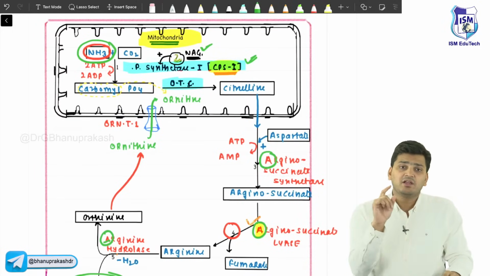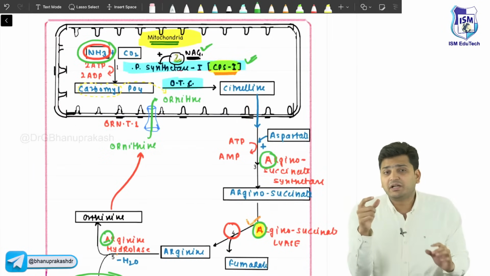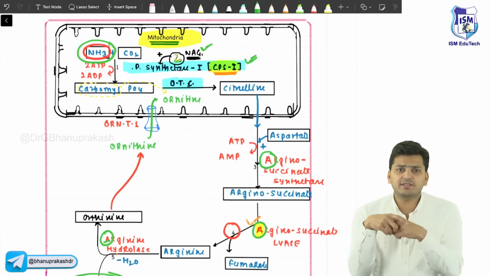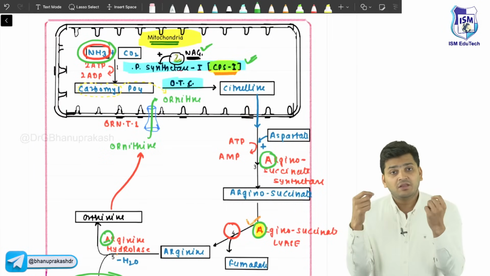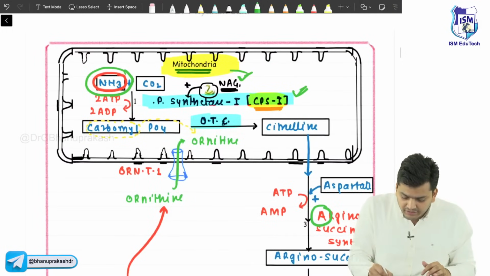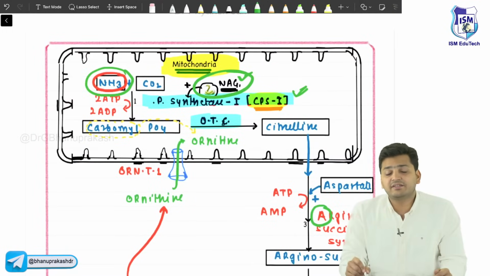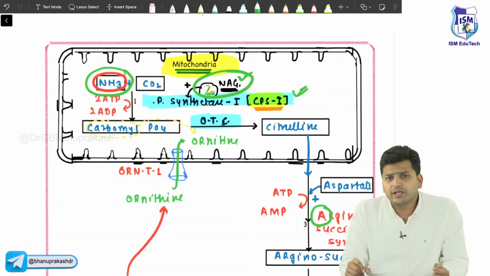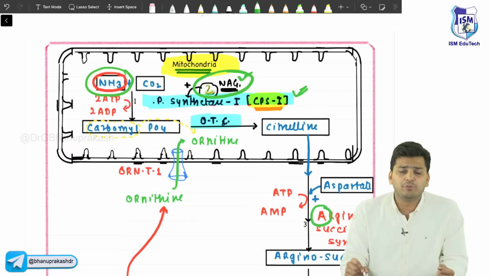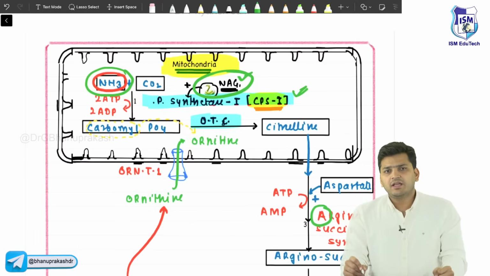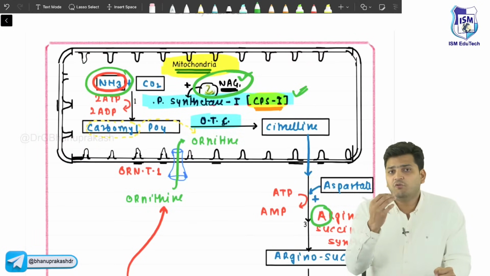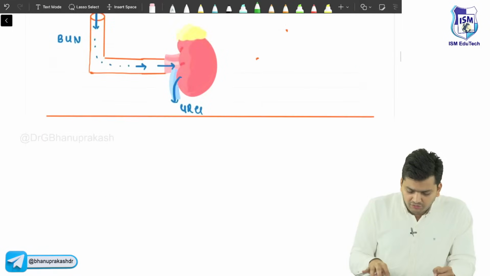Total 5 steps, because there are total 5 enzymes, but still they sometimes ask what is the name of the 6th enzyme in the urea cycle. The NAG. NAG is considered as the 6th enzyme. Then they ask that in the urea cycle, in total how many ATPs are consumed to make the urea? 3 ATPs. Or if they ask how many phosphates? 4 phosphates. So, what are the points to be remembered?